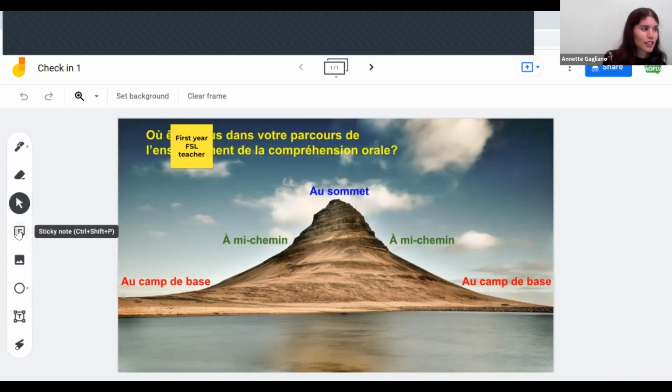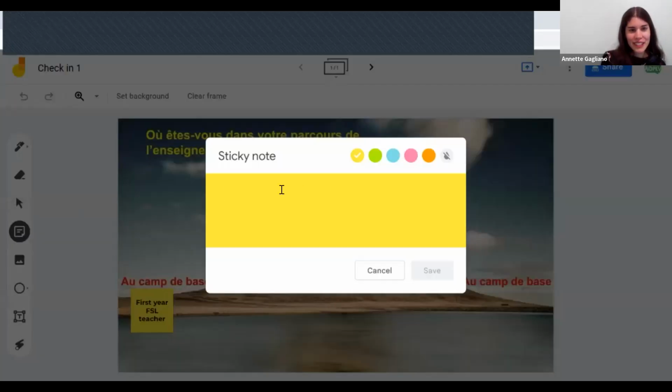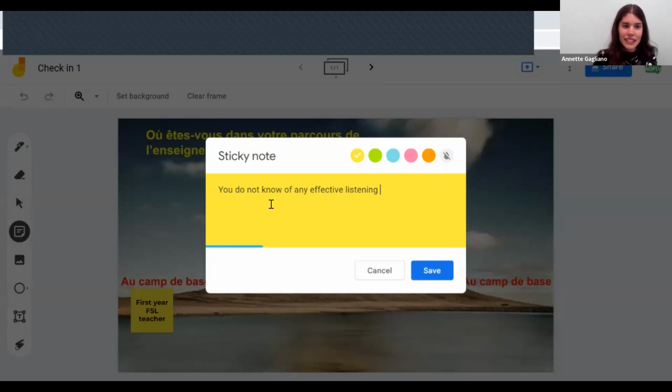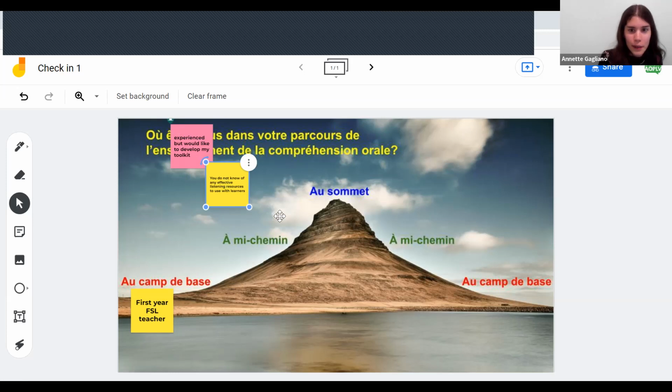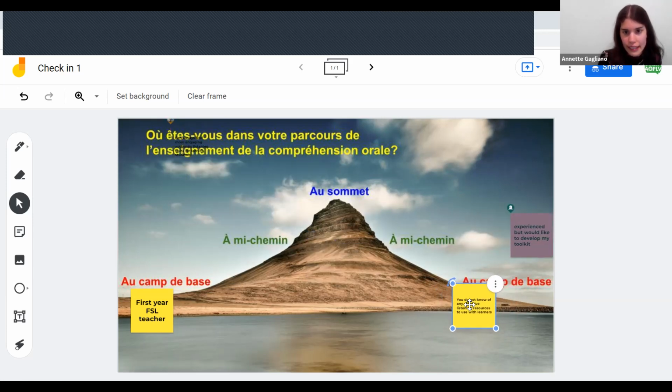Just take a little sticky note and you will populate it where necessary. So for example, maybe you could be au camp de base because you do not know of any effective listening resources to use with learners. And please feel free, you can write in any language as you wish. And you can take your sticky note of where you are. I'm going to put myself on this end as an example. So we'll give a couple of minutes for that.